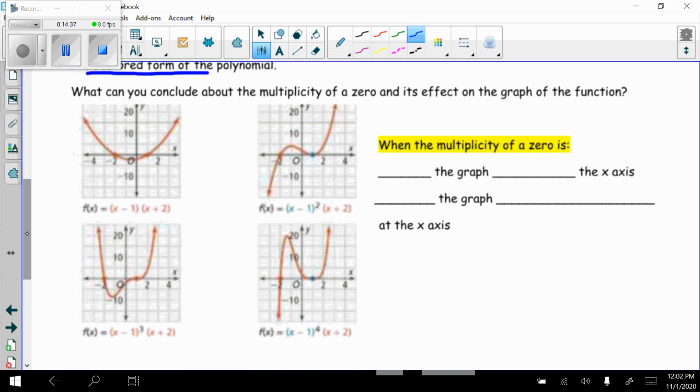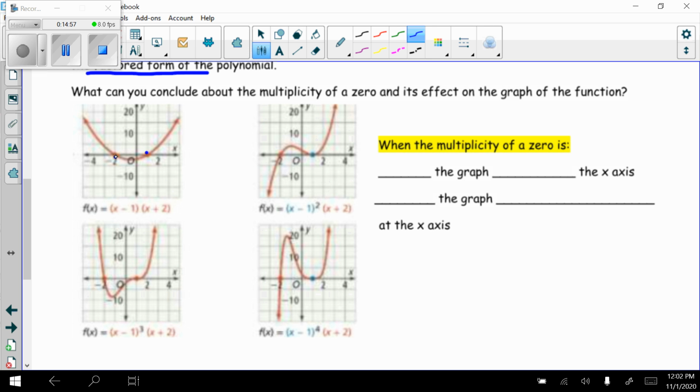This first one, I already put it in factored form. f of x equals x minus 1 and x plus 2. They each only appear one time. I get the zeros positive 1 and negative 2. What's happening at both of those? Okay, so it appears once, and at both of them it crosses through.